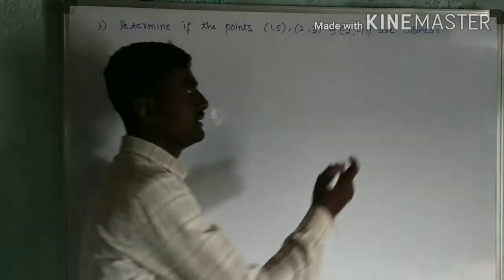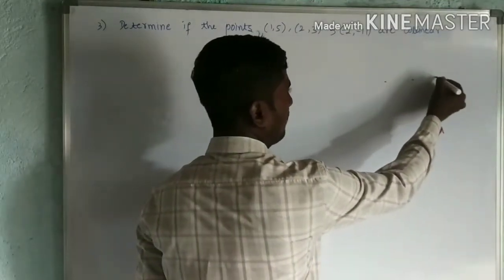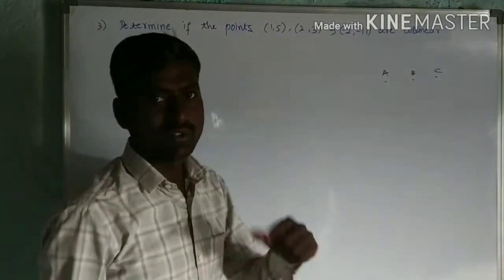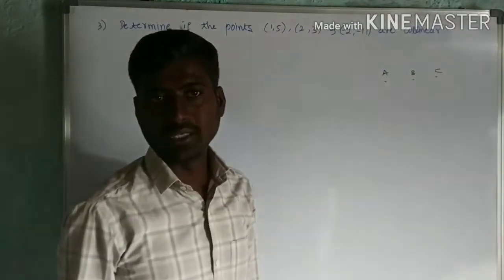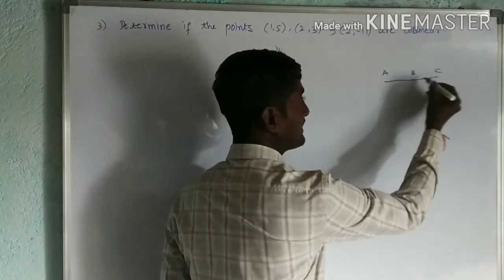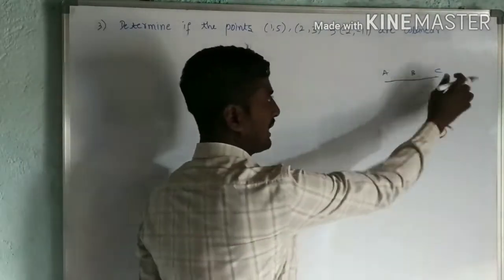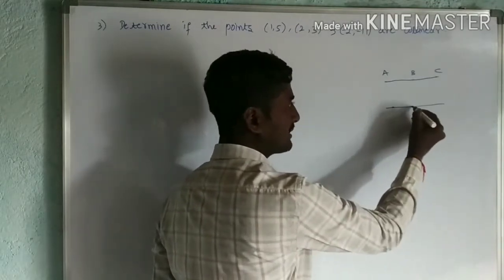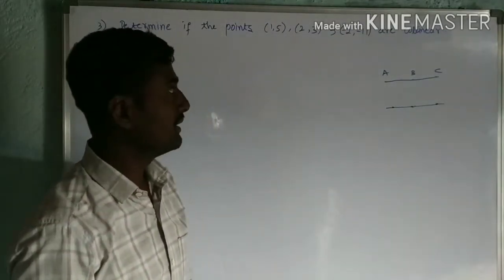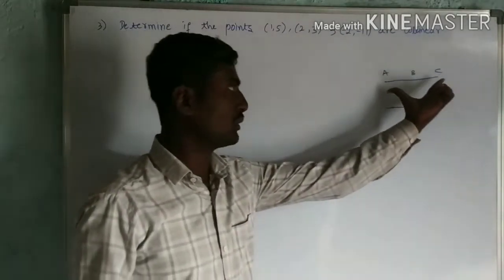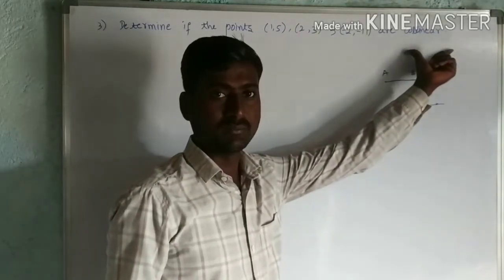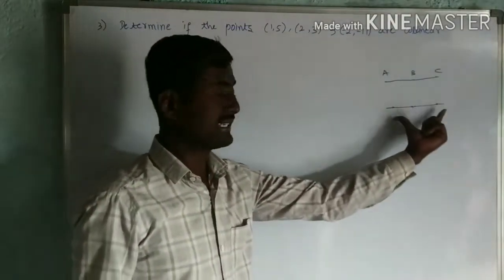If there are 3 points, I will call them A, B, C. If you are going to say these 3 points are collinear, then these 3 points must be on the same line. So this is one line, and on this line there are 3 points. Then we can say these 3 points are collinear. Here these 3 points are given. We have to check whether these 3 points are on the same line or not.